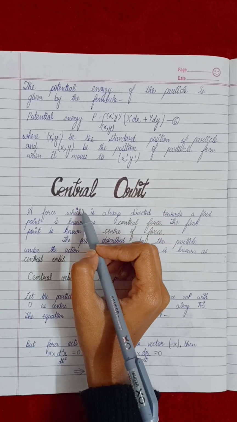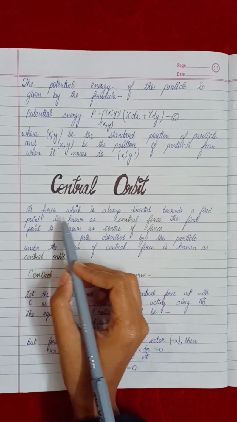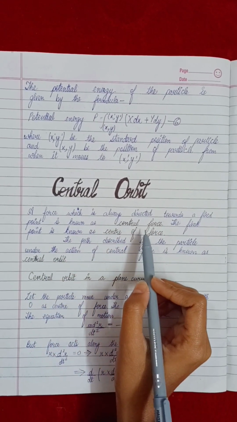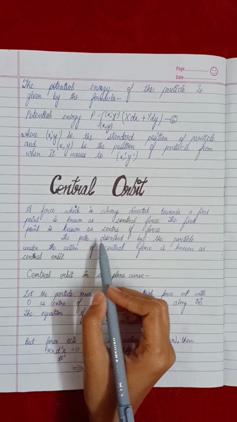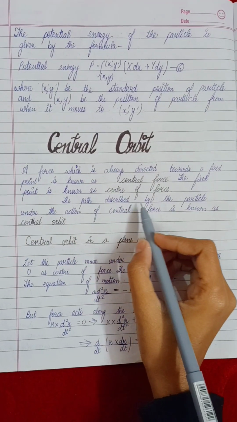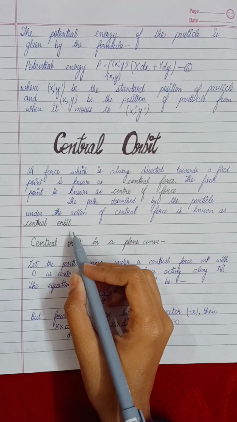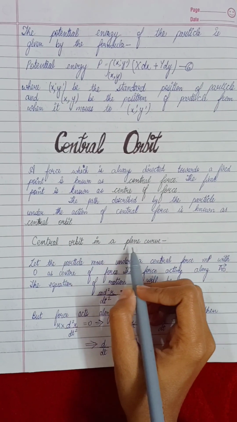Now let us study about central orbit. A force which is always directed towards a fixed point is known as central force. The fixed point is known as the center of force. The path described by the particle under the action of central force is known as central orbit. Now, central orbit in a plane curve.